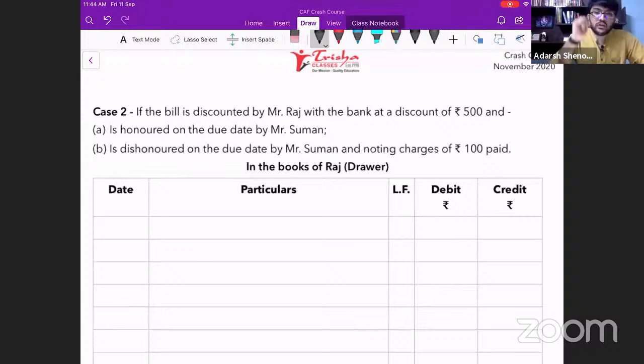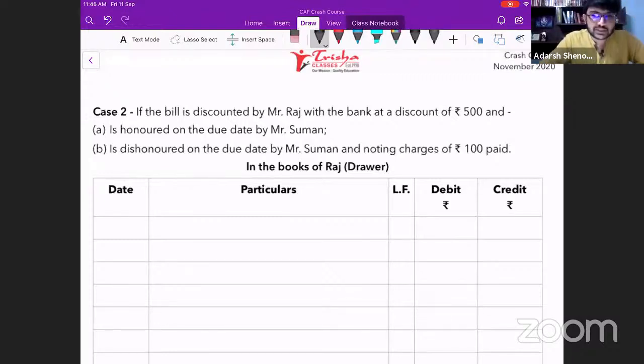Okay. Before we go to the bank, this bill of exchange, is it an asset for me or a liability for me? For Raj, I'm Raj now. Is it an asset for me or is it a liability for me? It is an asset for me. Now, what am I going to do? I'm going to discount this bill. Can you tell me what is this concept of discounting?